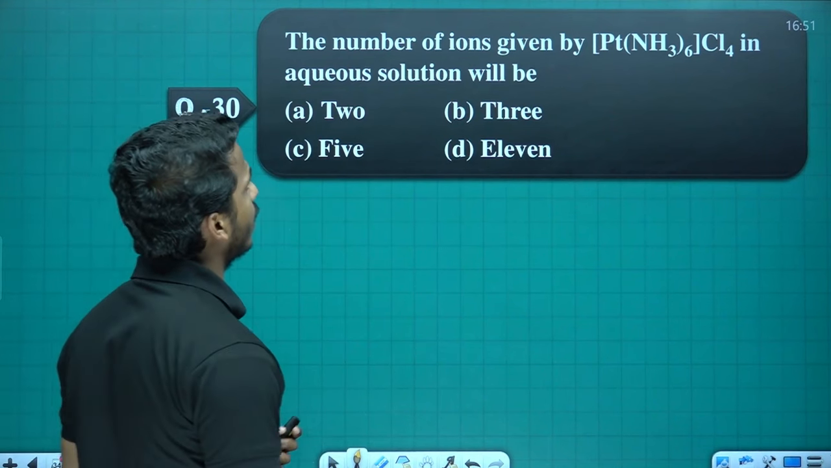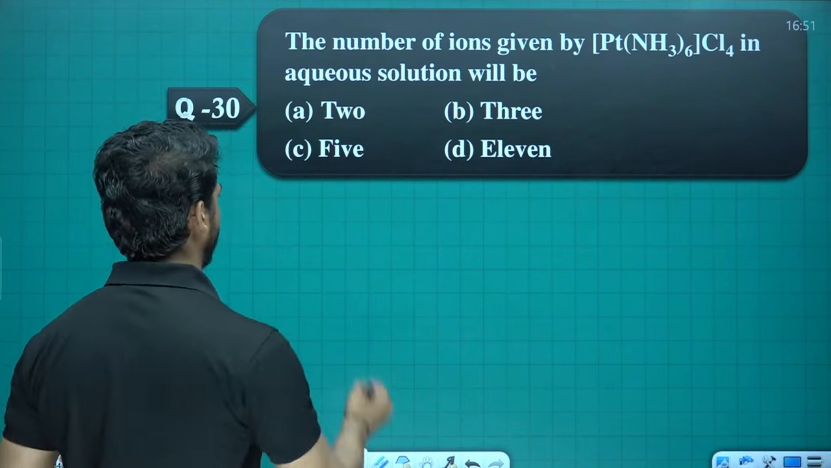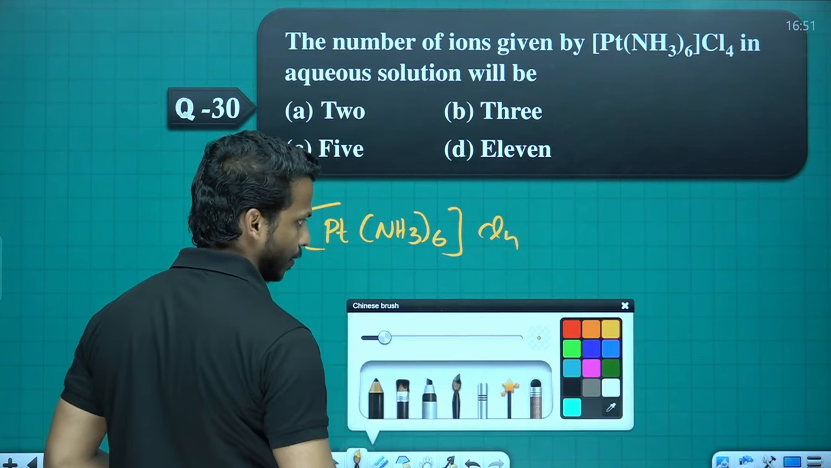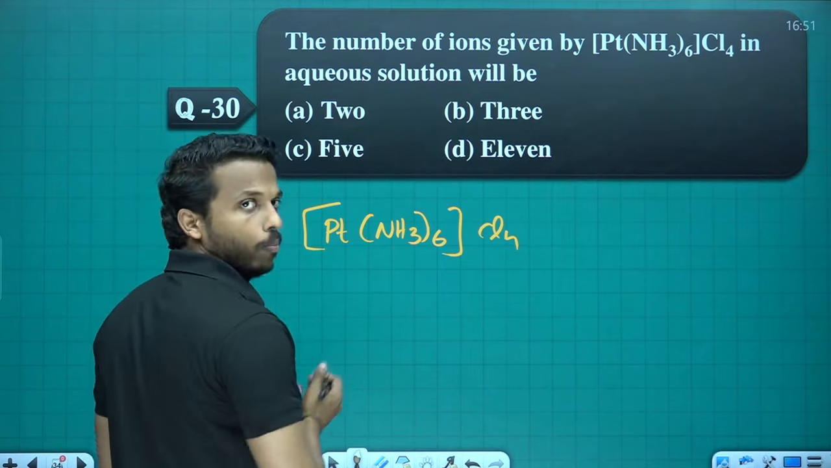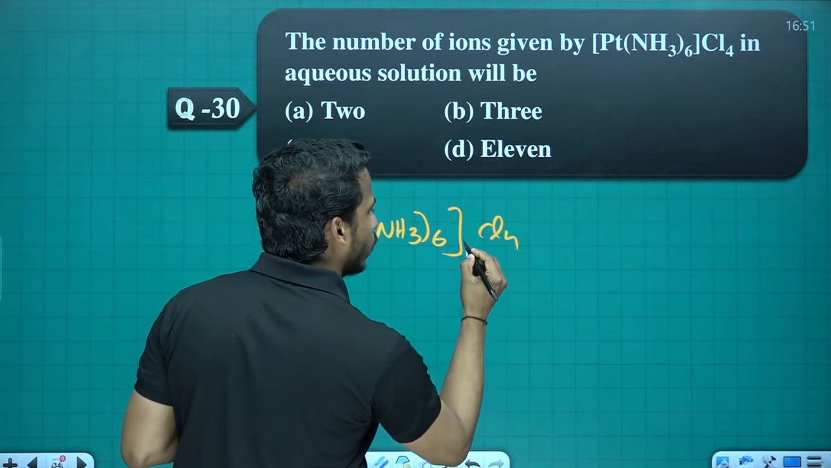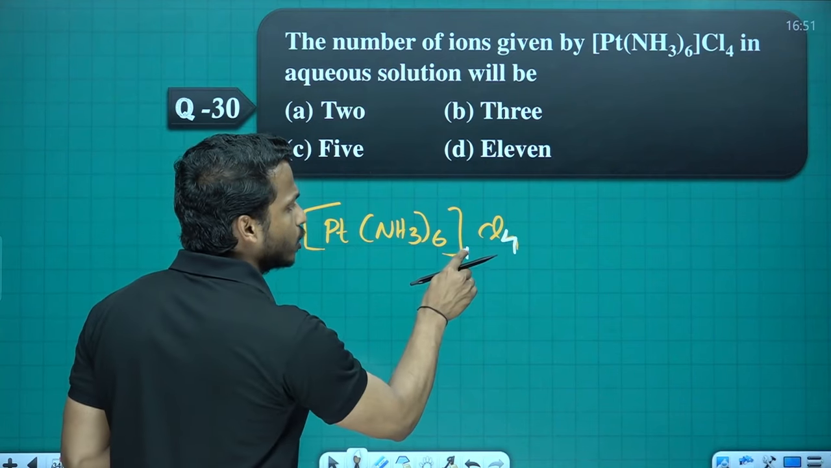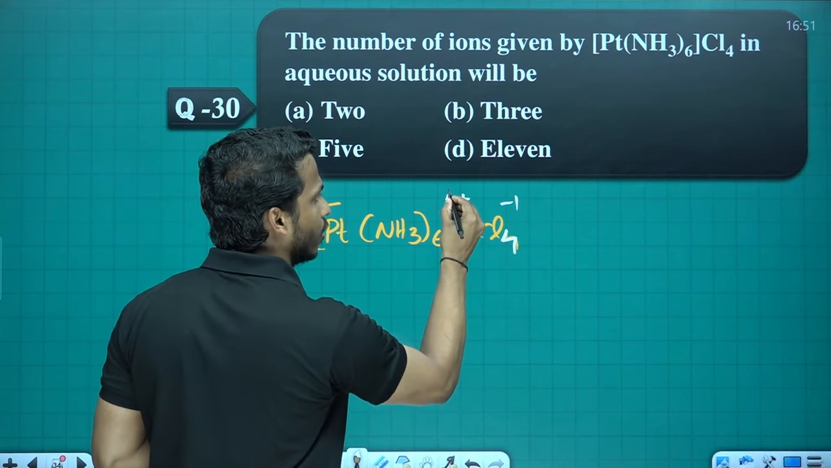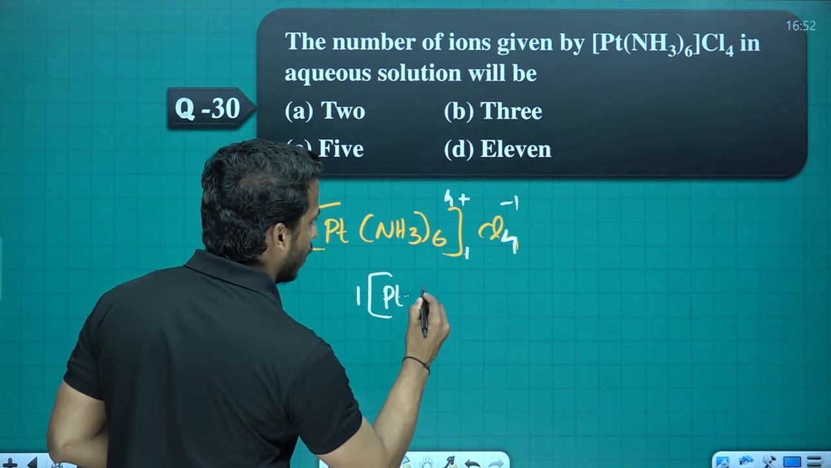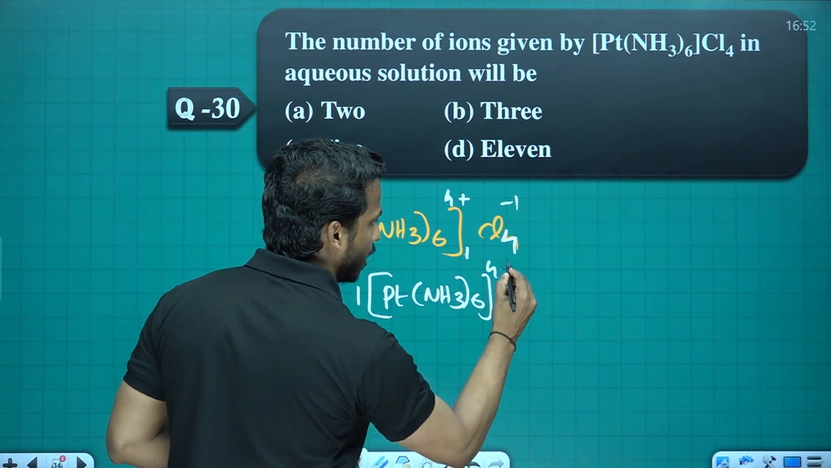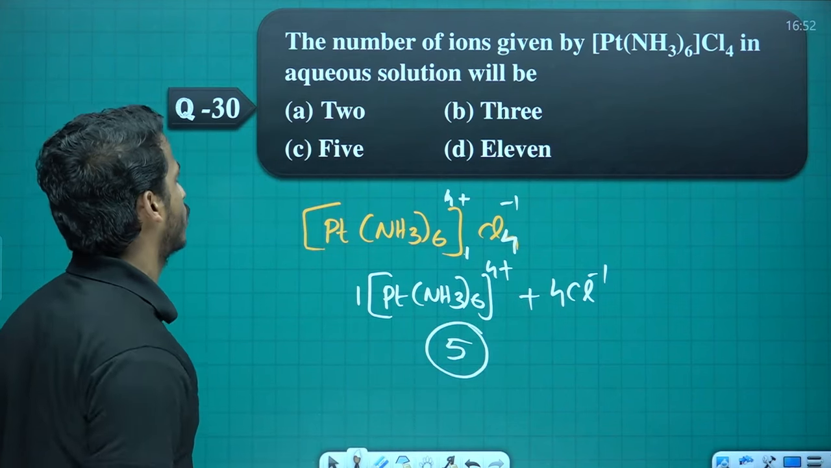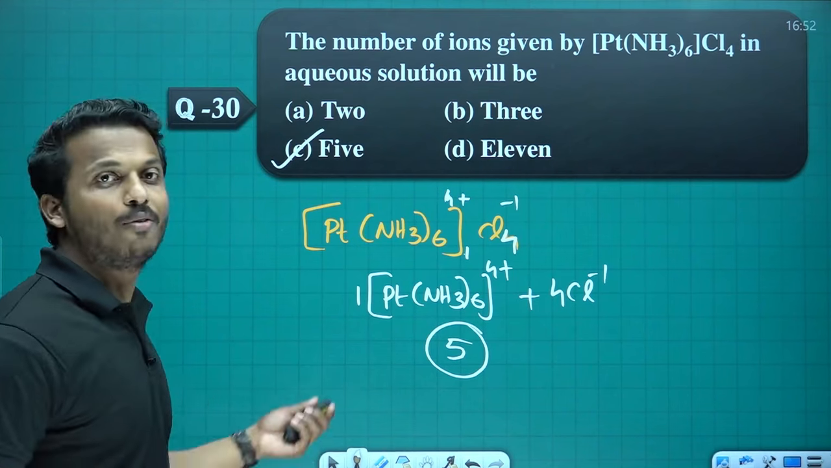Now, the number of ions given by this complex in aqueous solution is, yes, it is compulsory to know how to break into their ions, my dear. Carefully listen. This is a complex, right? Please don't treat it as a big compound. This is just one species, one ion. So this complex I can write 1 time and chloride is 4 times. You know the ions making up the first one cation, second one anion. So we can write 1 of this complex, [Pt(NH3)6]4+, and 4 chloride with charge -1. Total 1 plus 4, you are getting 5 ions. So what is the answer? 5. The number of ions given by this complex is 5.